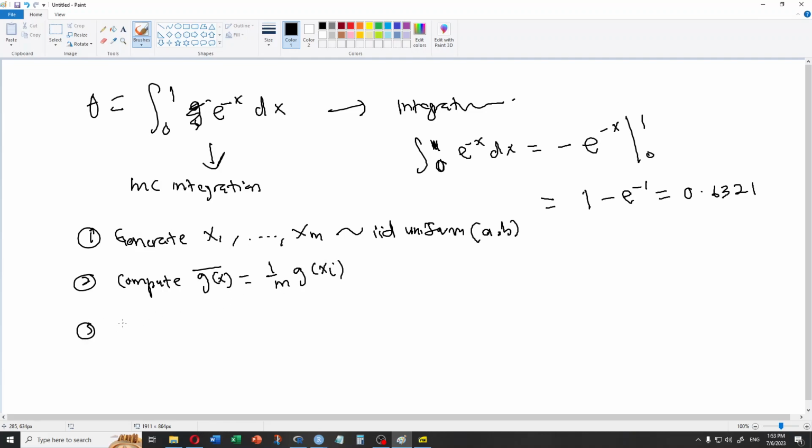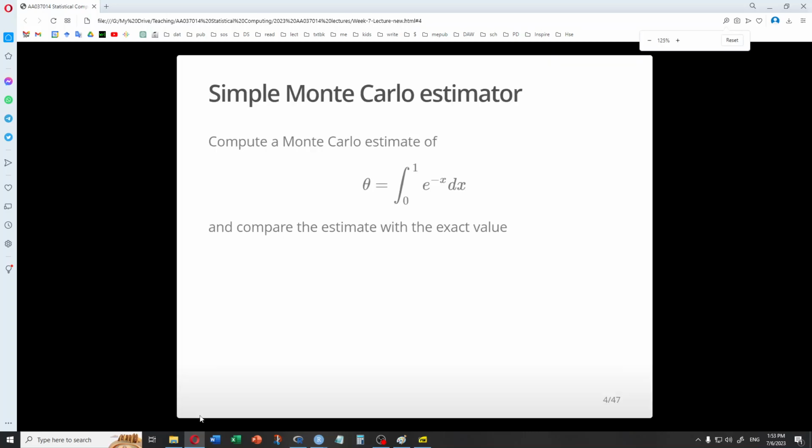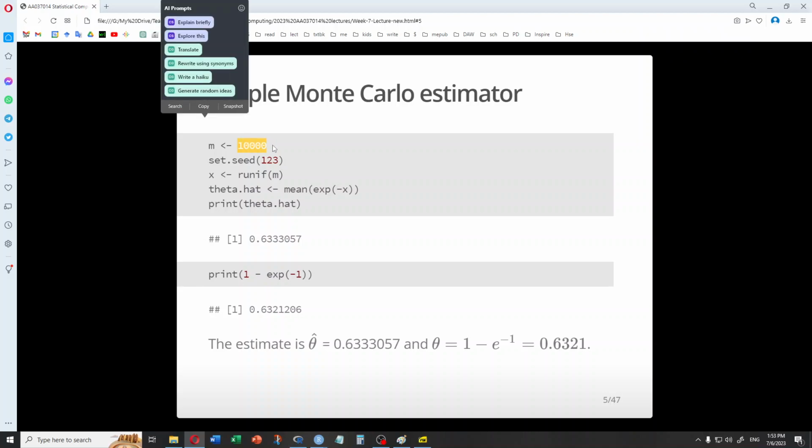And then finally, the estimated data is given by b minus a, which is the region of this one, and in this case is 1 minus 0, and then we multiply with the mean of g(x) here. Okay, so this is what we're going to do using R. So in R, first we want to replicate as large as we want. So in this case, we want to use 10,000 replications.